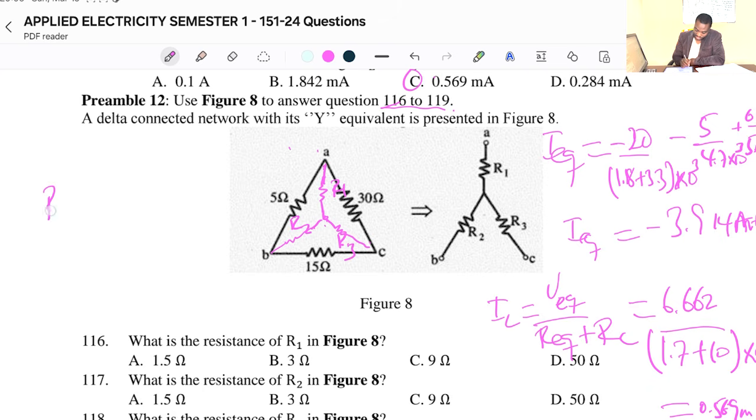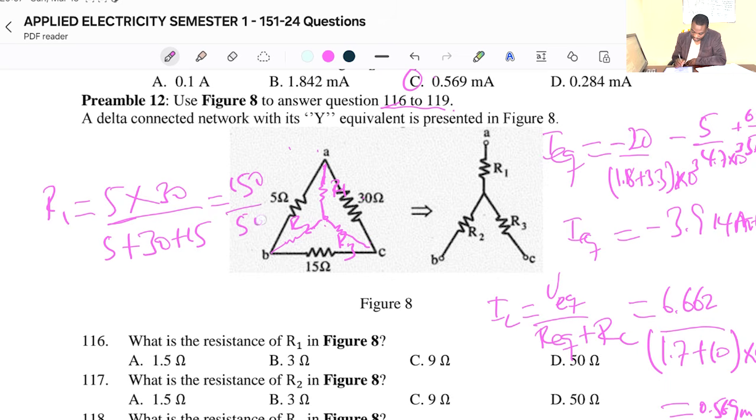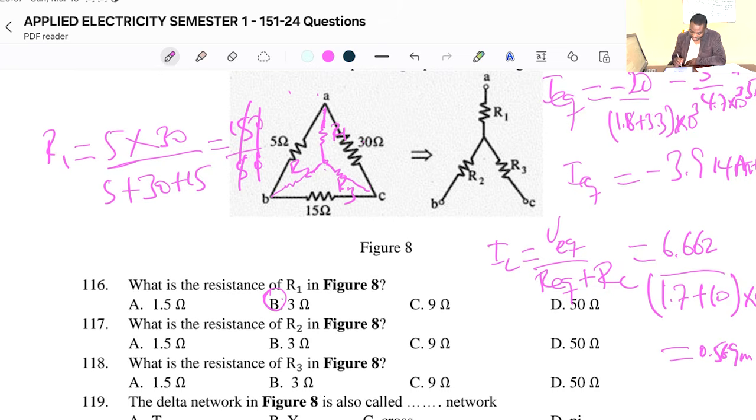If I want R1, that would be equal to what? The product of the adjacent delta resistors to R1. So that will be 5 times 30 over the sum of the delta network resistors. So that will be 5 plus 30 plus 15. So what do I get here? 150 over, you add, you get 50. So the answer here becomes 3B.